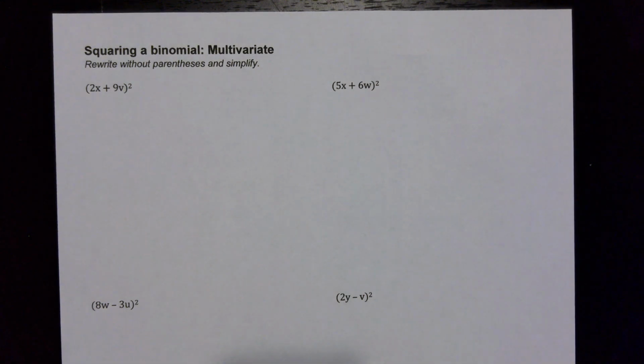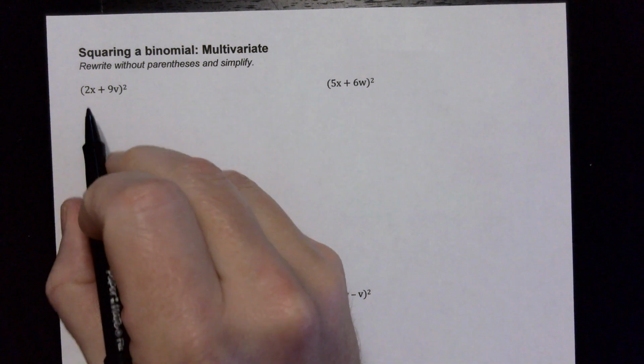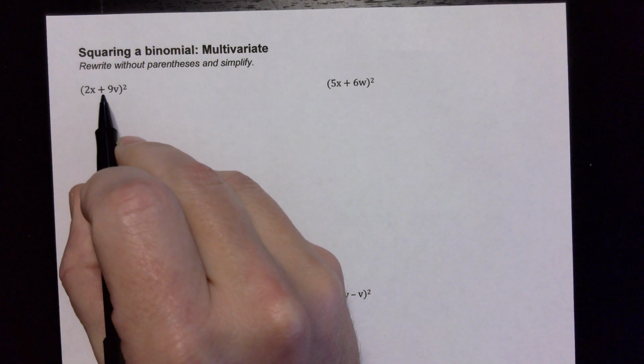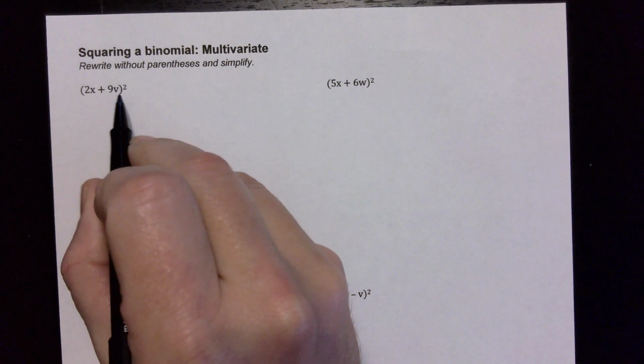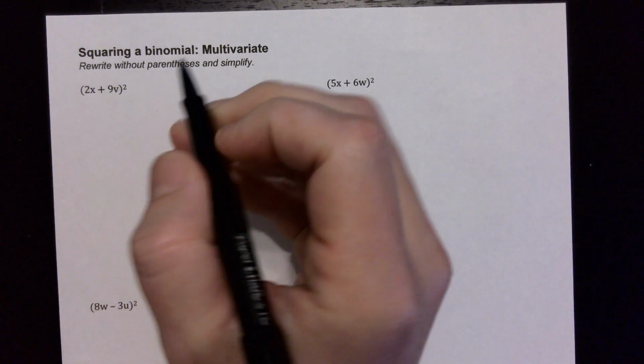In this video, we're going to be squaring a binomial, and it's going to be multivariate. That means there's going to be more than one variable in the problem. So take a look at this first one. We have a 2x plus a 9v, so there's your multivariable right there, and it's being squared.